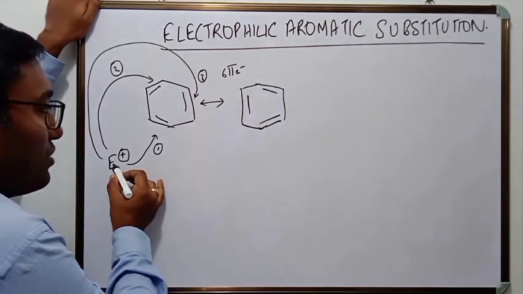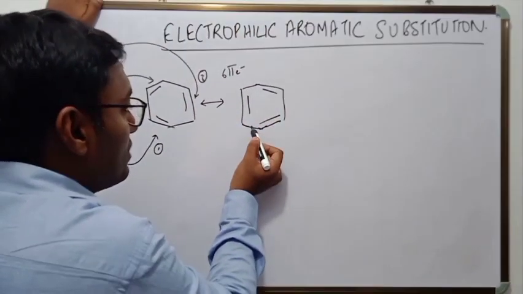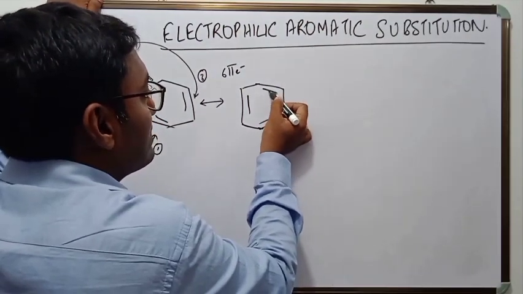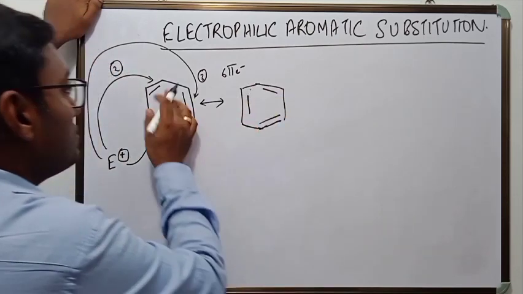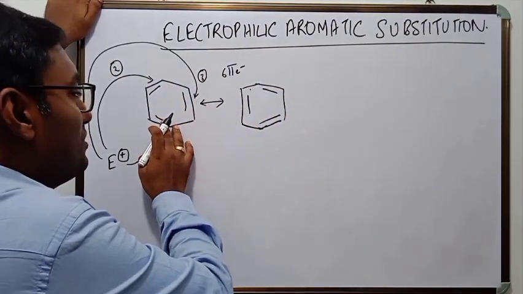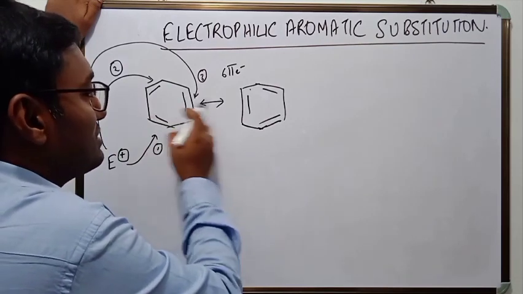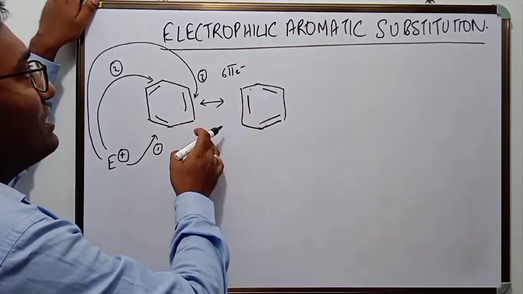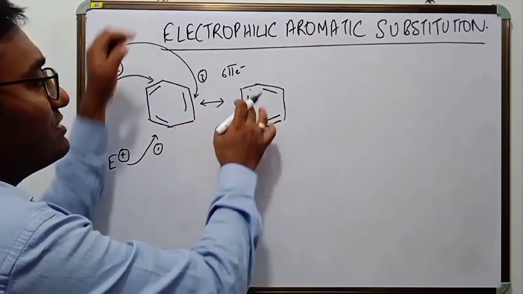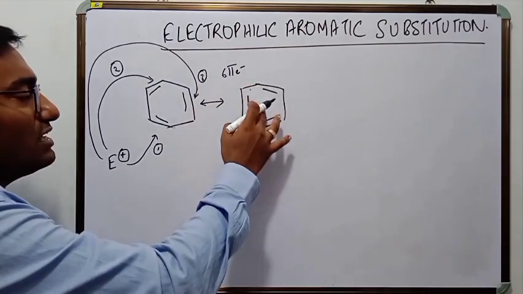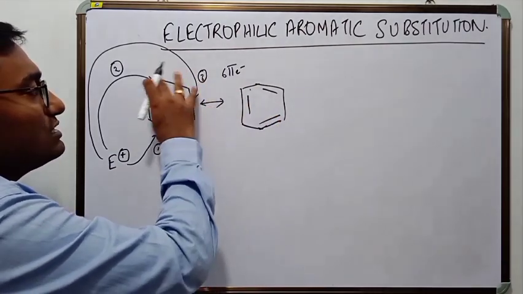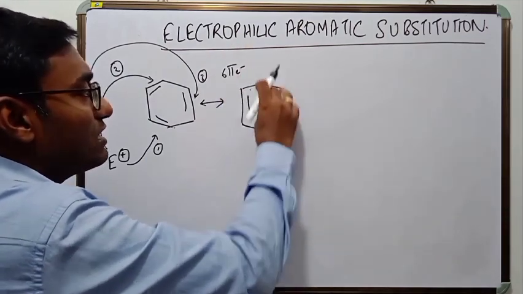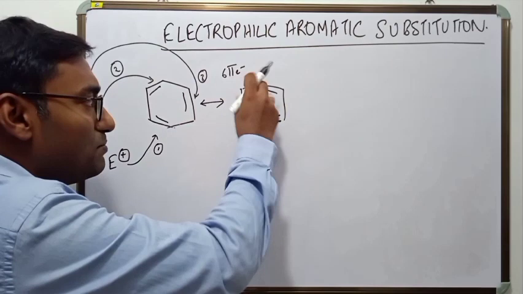Now if the electrophile attacks at this position, it would again go to this one. If the electrophile attacks here, it would again shift. If it attacks at this position, it would again shift to this position. So this structure would come. So you can say that the 6 pi electrons in the benzene ring are in random or dynamic motion. The 3 double bonds, the 6 pi electrons, are in random motion inside the benzene ring.